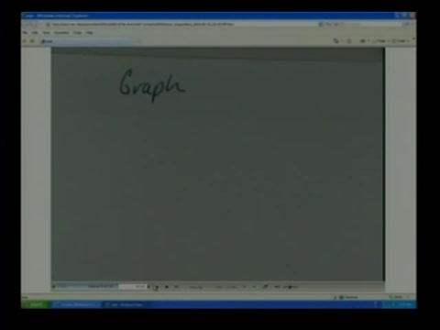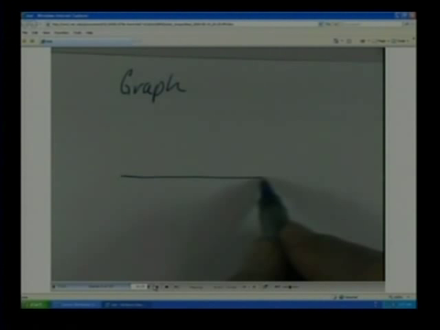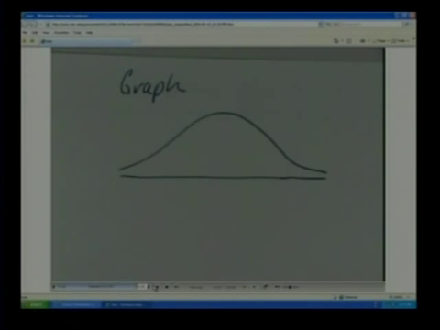One of the things that we're going to see a lot, and of course you understand that I'm not an artist, I'm a statistician. This is going to be our common normal curve, normal distribution. It's a bell-shaped curve, whatever you want to call it.